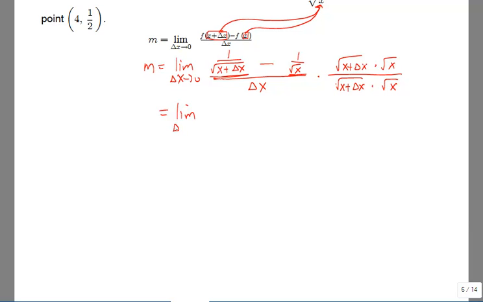So what happens if we multiply this first fraction times my common denominator? Well, the square root of x plus delta x is canceled out, and I'm left with 1 times square root of x, which is just square root of x. When I multiply my second fraction times my common denominator, this time the square root of x is canceled out, so I'm left with 1 times this square root of x plus delta x. So we'll have a minus square root of x plus delta x left over.